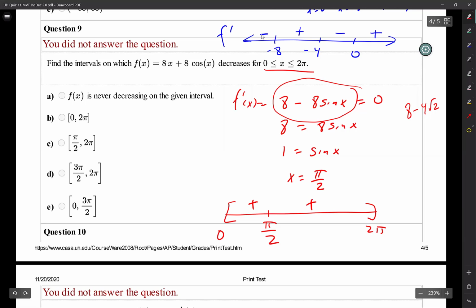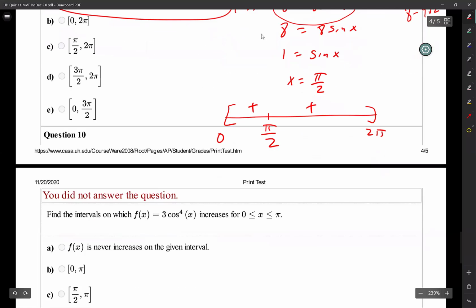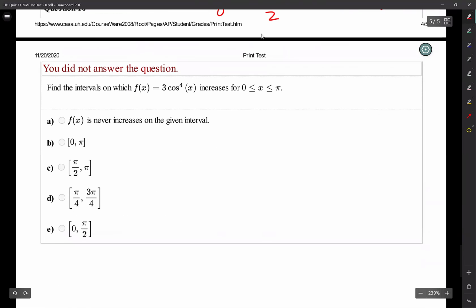Does it ever decrease? Oh, wait, it asks for decreasing. Oh, yeah, you're right. Never decreases. I don't know why I thought. Okay, anyways. Is that the last one? Oh, there's the last one. Find the intervals where it increases, 0 to pi.